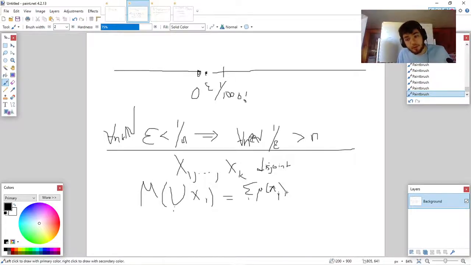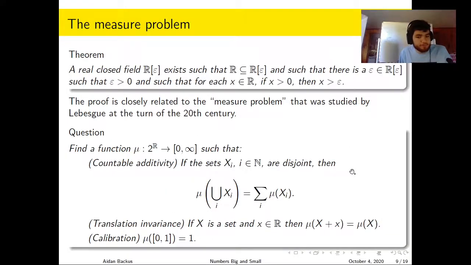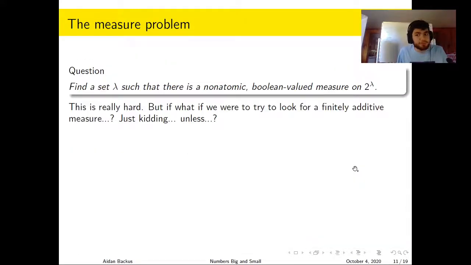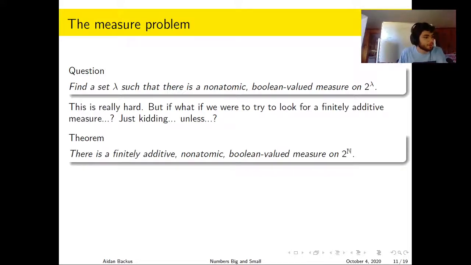That's a bit weaker because we're not requiring that this is true for infinitely many sets x sub i, only k many, where k is some finite number. That seems like it might be possible. And that's exactly what we're going to do. There is, in fact, a finitely additive, non-atomic, Boolean valued measure defined for every subset of the natural numbers. So we can just take lambda to be equal to the natural numbers here.